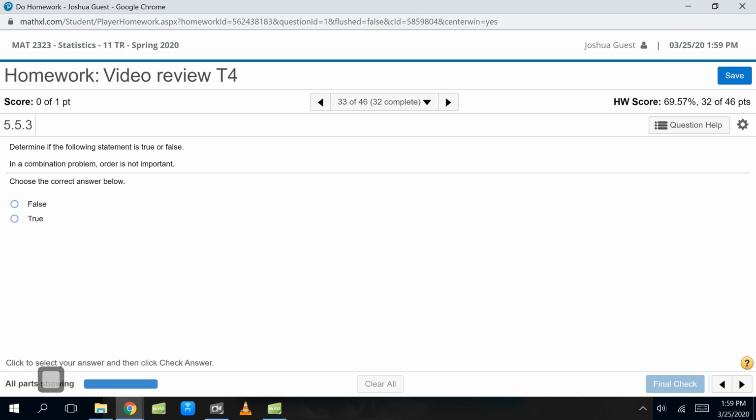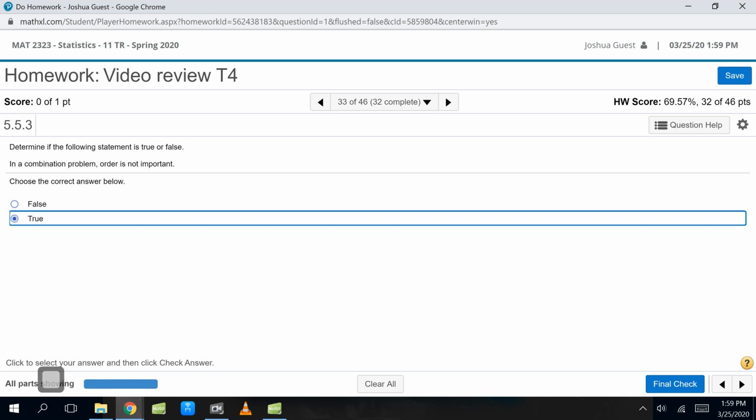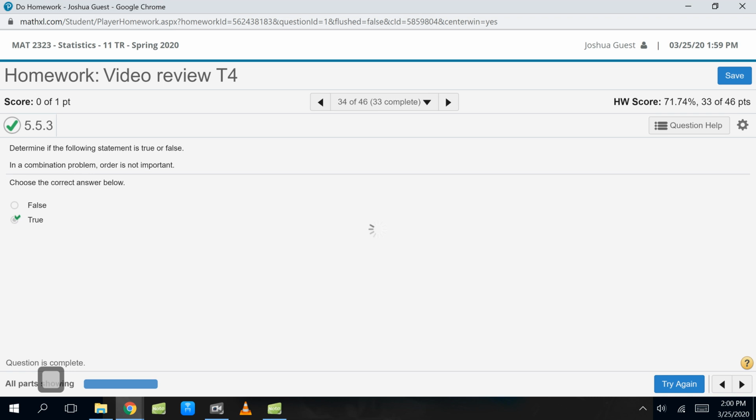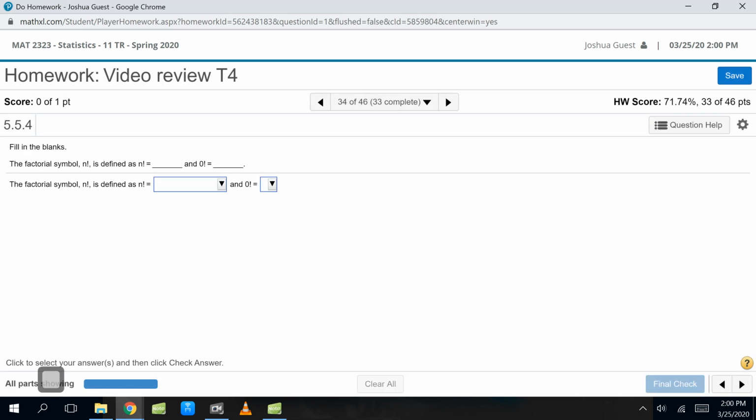In a combination, order is not important. Well, we just said it doesn't matter, so that should be true, right? So AB is the same thing as BA, whereas in permutations, AB and BA would be different because order does matter, okay?